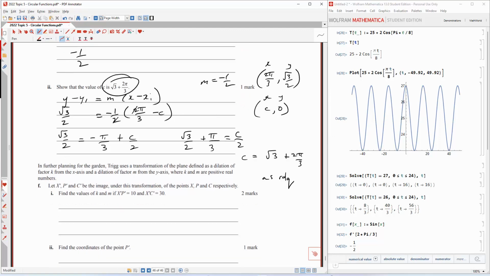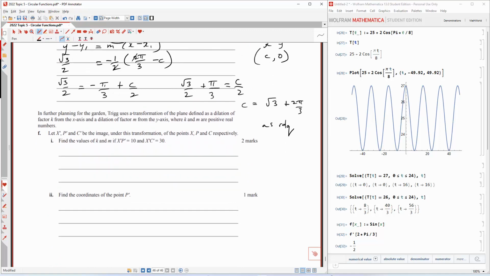All right. In further planning for the garden, Trig uses a transformation of the plane defined as a dilation of factor k from the x-axis and a dilation of factor m from the y-axis, where k and m are positive real numbers. Let x dash, p dash and c dash be the image under this transformation of the points x, p, and c respectively. Find the values of k and m if x dash p dash is 10. So this is the length of this line here and the length of this line here. So it needs to be 10 and it needs to be 30 respectively.